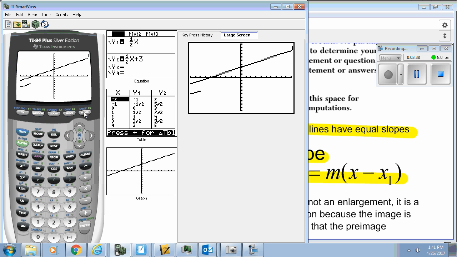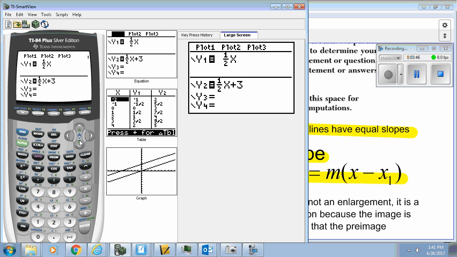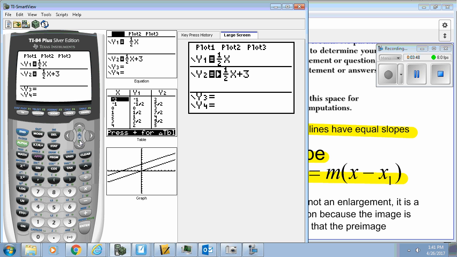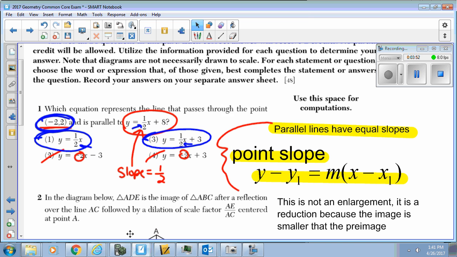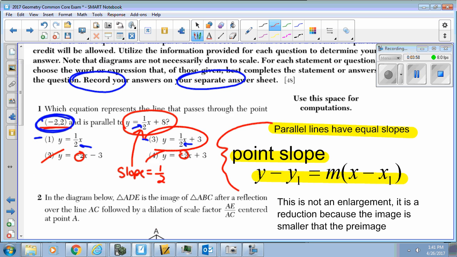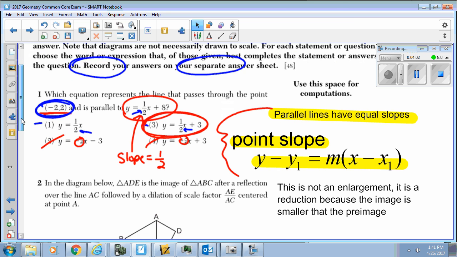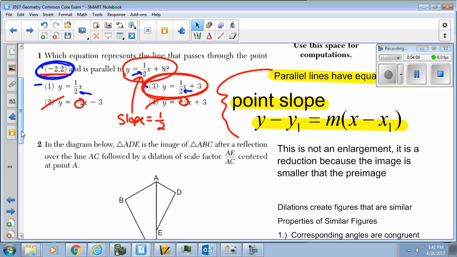You can tell that, right? But only the top one actually goes through -2, 2. And, I'm sorry, not the top one. 1/2 x plus 3. So my answer is number 3. Number 3, that's my answer. And we also did the plugging in class, but I'm not going to go over and do that again.